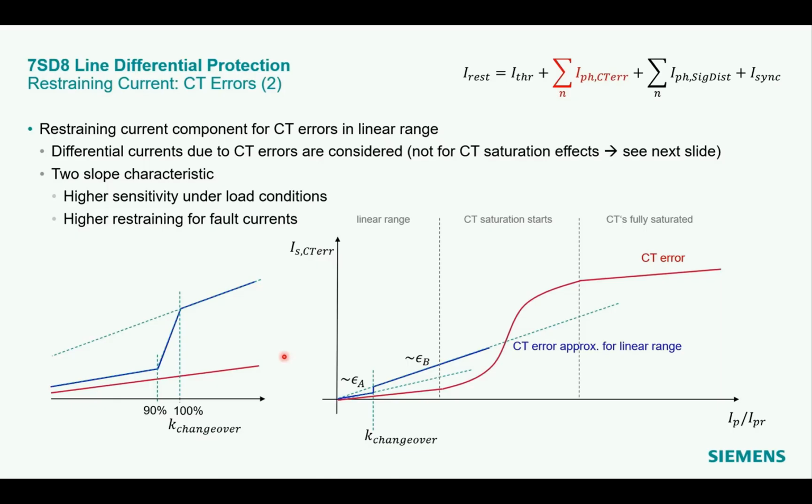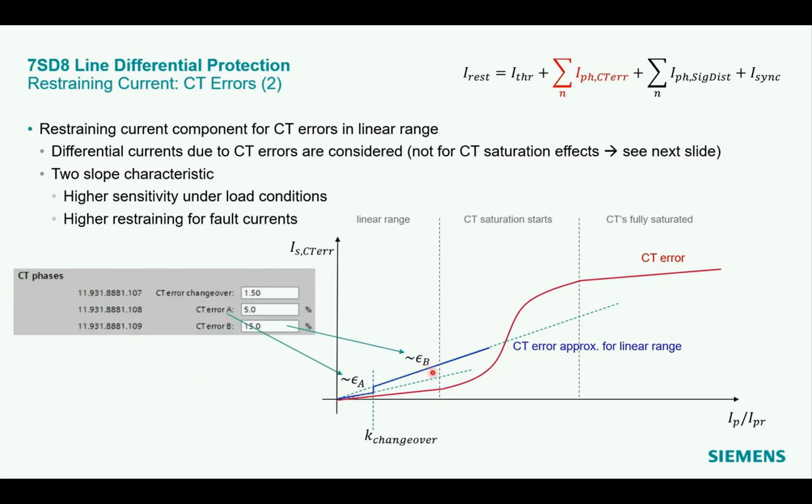Up to a settable changeover value, K changeover, the factors CT error A and CT error B are used for the compensation. For the changeover ratio, I recommend a setting of 1.5 times the rated line current. This provides a higher sensitivity for load currents and a higher stabilization for fault currents.